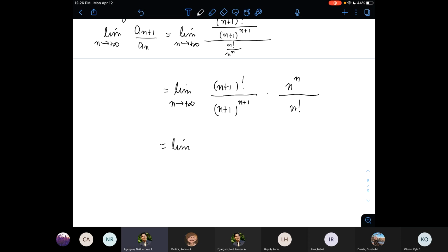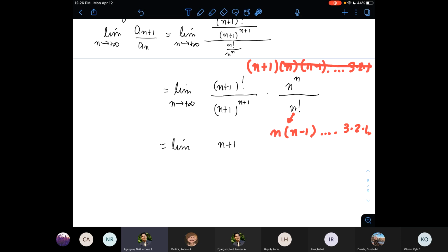Okay, great. Christina is correct. It's going to be n plus 1 left on the numerator. Again, because this is the product starting from n plus 1 times n minus 1 all the way down to 3 times 2 times 1, while n factorial is n times n minus 1 all the way down to 3 times 2 times 1. And you see that this guy will be canceled by that guy, so only n plus 1 will remain on top.